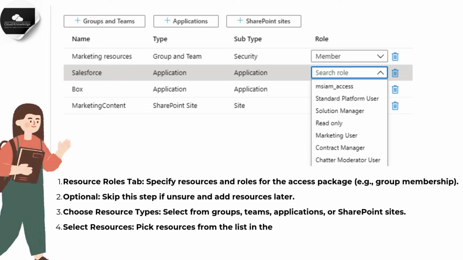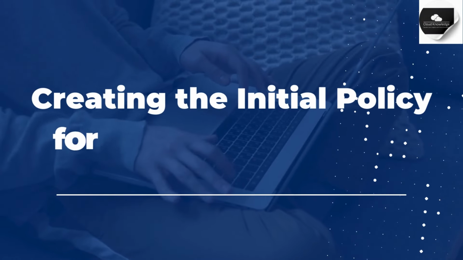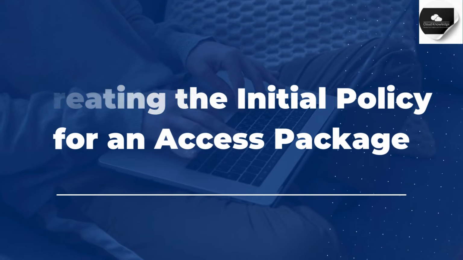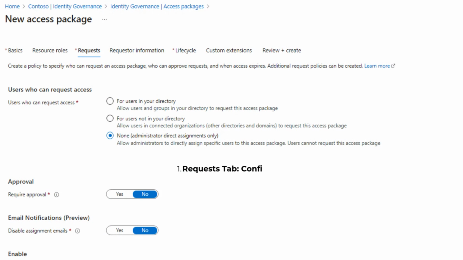In the Select Applications panel, choose one or more resources from the list. Once you've made your selections, click Next to move to the next step. Now create an initial policy for an access package. Now, let's create the initial policy for your access package.